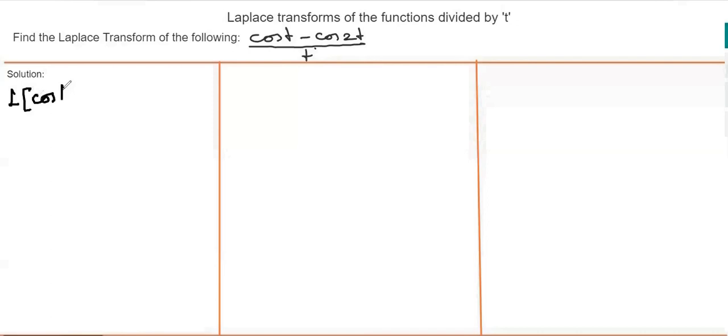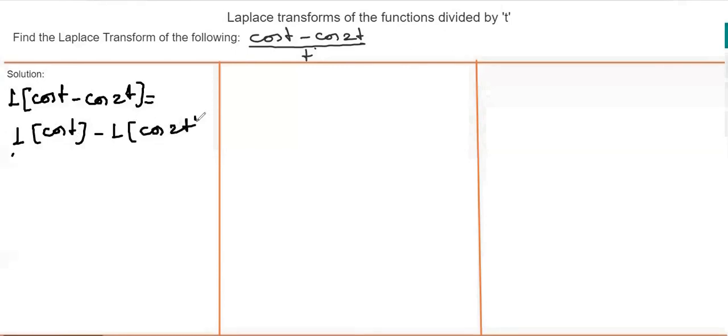So Laplace of cos t minus cos 2t equals, what happened? We can apply the Laplace inside the bracket. So here we'll be getting Laplace of cos t minus Laplace of cos 2t. So what is the first Laplace? Here it is Laplace of cos t.